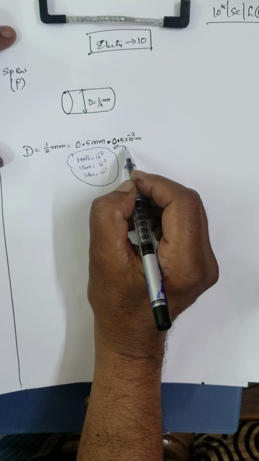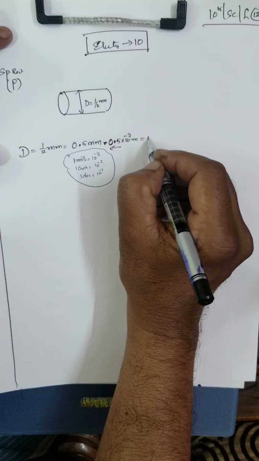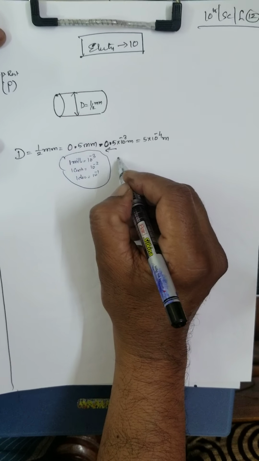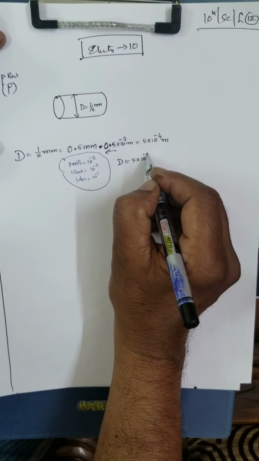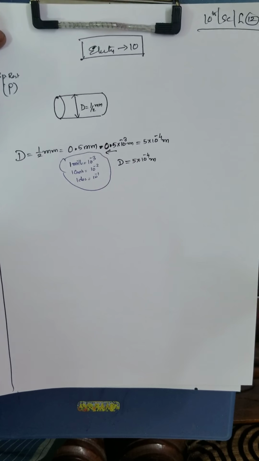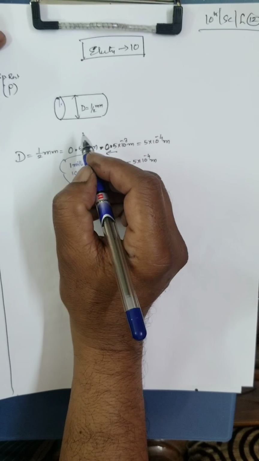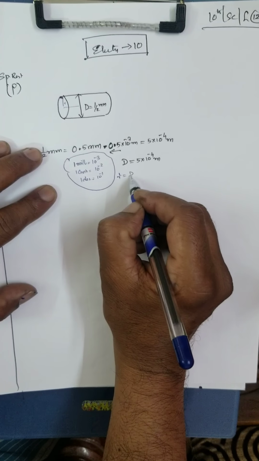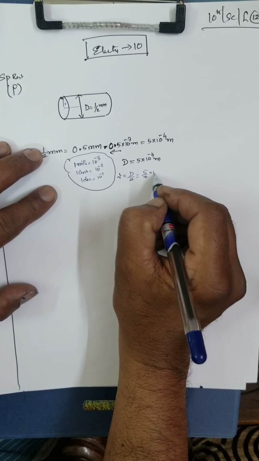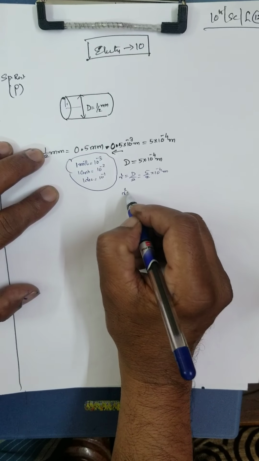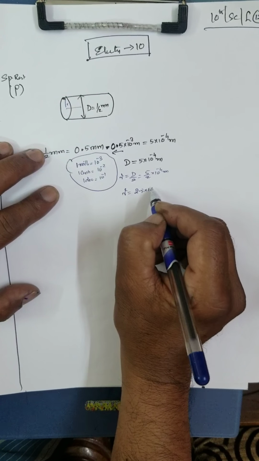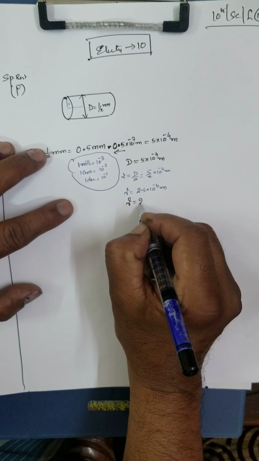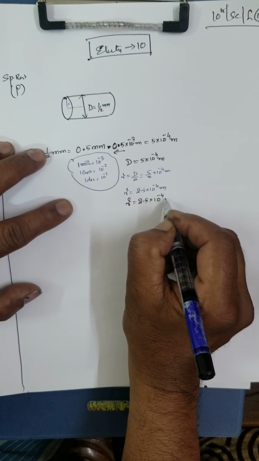If you shift the 5 number here, what you get? 5 into 10 to the power of minus 4 meter. Therefore, the diameter is 5 into 10 to the power of minus 4 meter. Then what will be the radius here? The radius is half of the diameter, isn't it? 5 by 2 into 10 to the power of minus 4 meter. Our radius is 2.5 into 10 to the power of minus 4 meter.